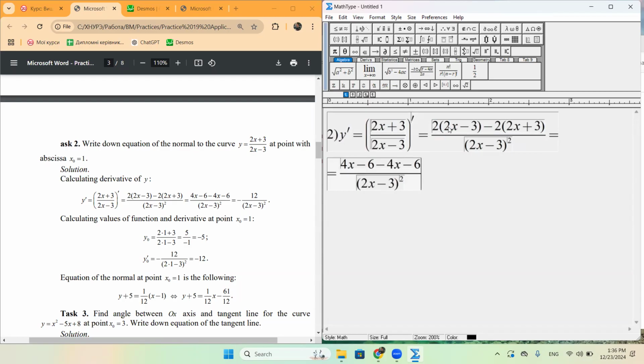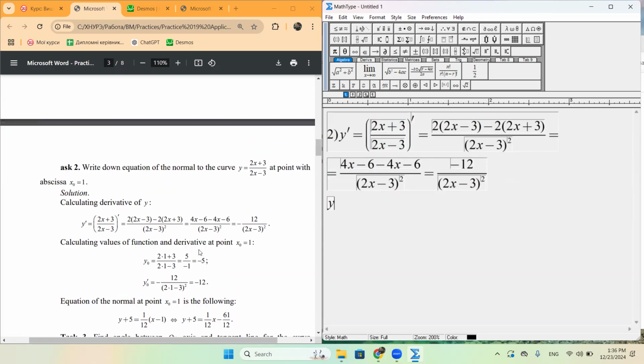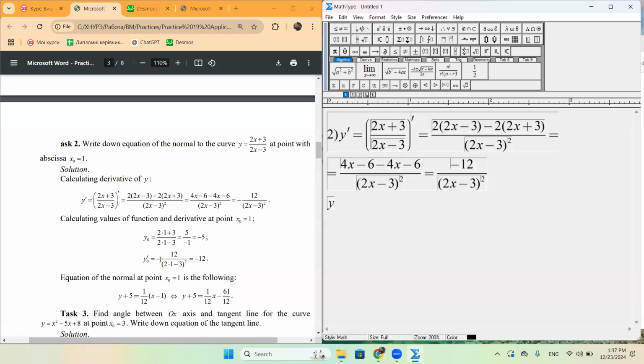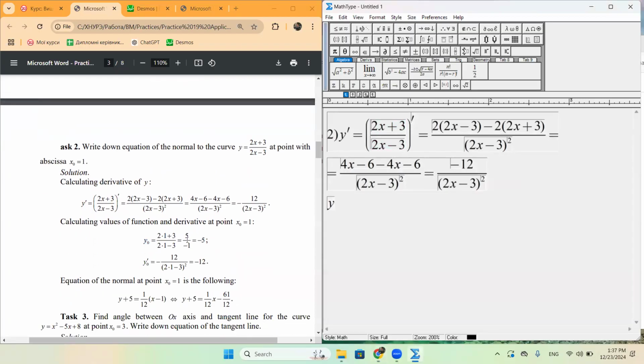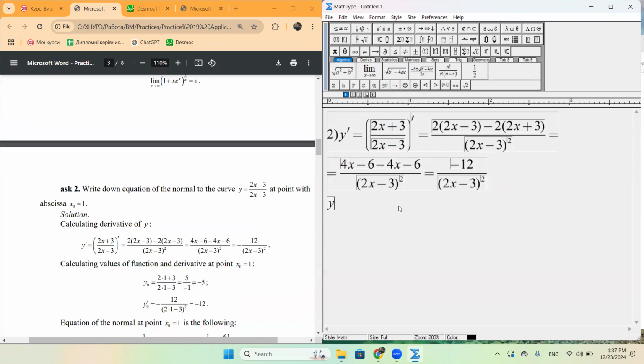Let's do a double check. 4 minus 6, yeah, minus 4 minus 6. Okay. So minus 12 divided by this square. Now we are calculating values. By the way, let's just believe these recordings. So 2 plus 3, so minus 5, and here minus 12 for y prime. And basically, this is for the equation of the normal at the point.